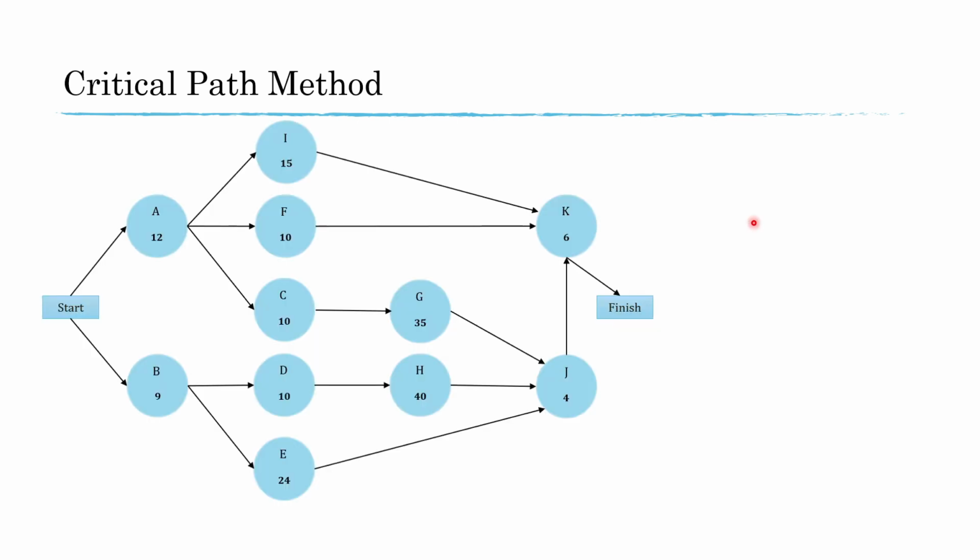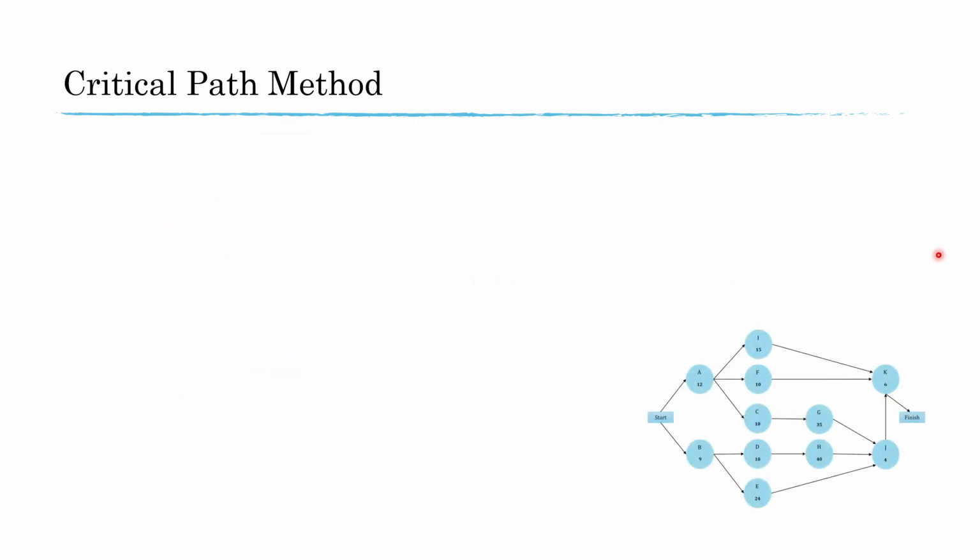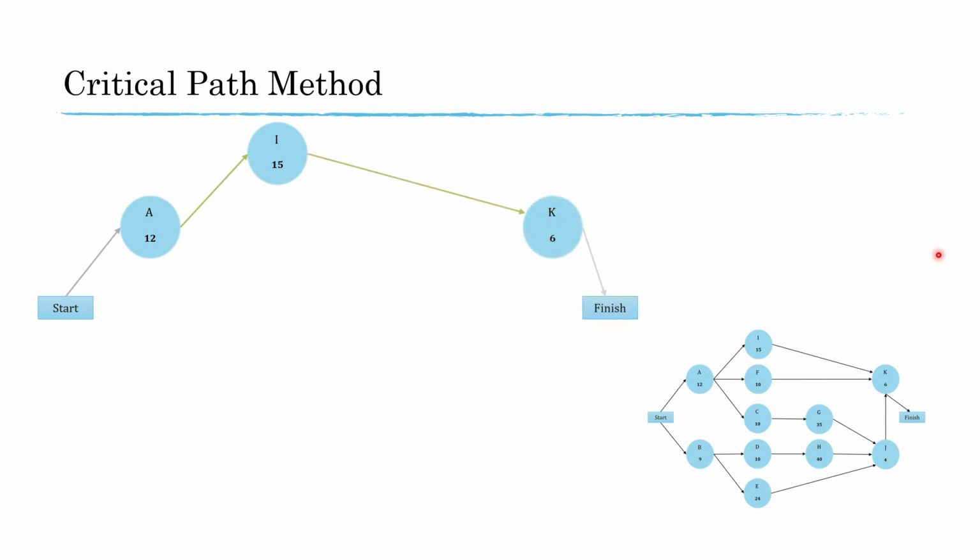In order to find the critical path, we will identify all the possible routes from start to finish. So what we will do, we will start from activity A to activity I and then to activity K. Now this is one possible route from start to finish. This activity time is 33 weeks. How do we get that 33 weeks? We add activity time for A to activity time for I to activity time for K. So the AIK value is 33 weeks.